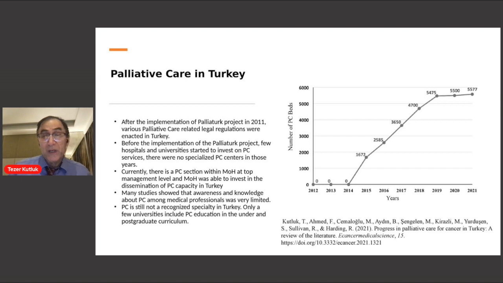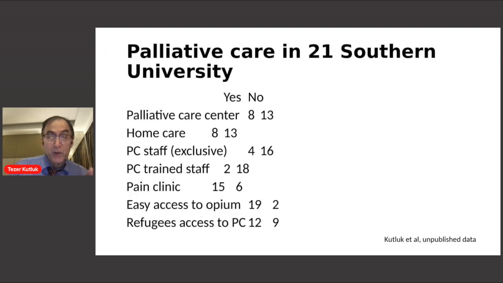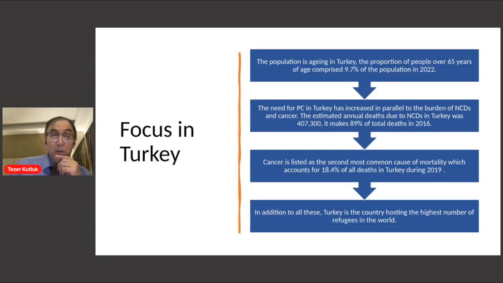These slides show the increased bed capacity of palliative care in Turkey, but it is still not completely integrated with the oncology services. We still have some ways to go, although there is some progress. Recently, I also sent a quick survey to my colleagues from the southern universities, which have a lot of refugee population. The survey was sent to 21 southern universities in Turkey. Refugee access to palliative care was available in only 12 of those 21 university centers.